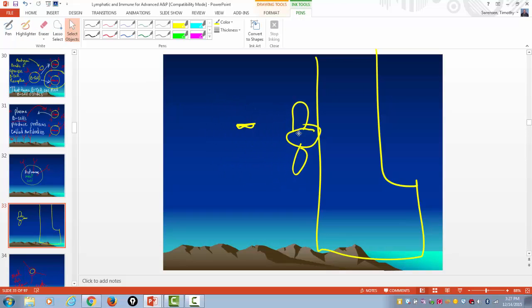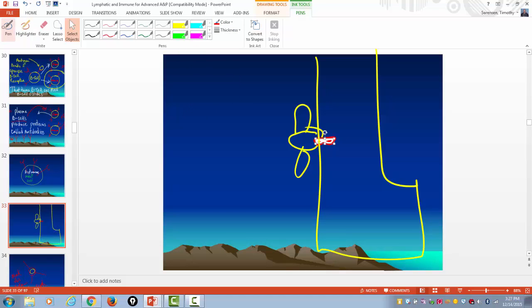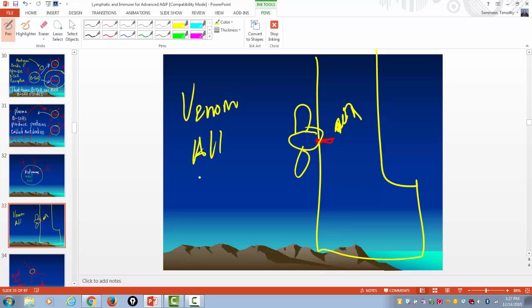Then the bee comes and stings you. I left its stinger, so I'll bring that back. Bam! And that bee injects you with venom. Where's that venom going to be? It's going to circulate all over.